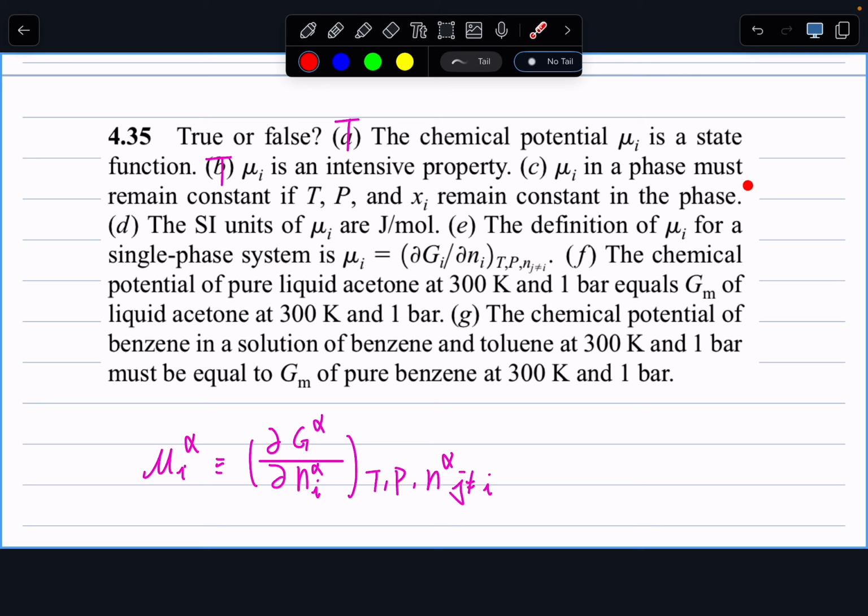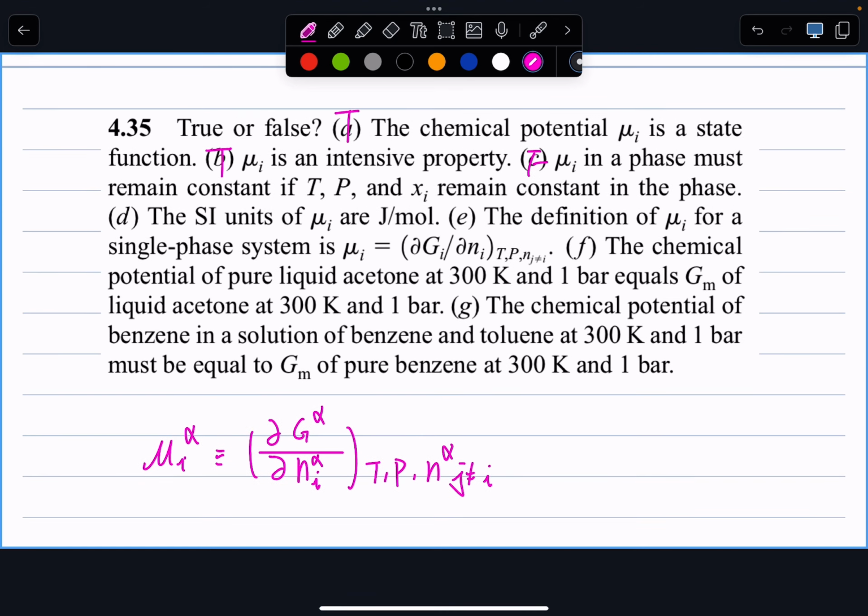Next up, mu i in a phase must remain constant if T, P, and chi i remain constant in the phase. What about this one? This one is not true since mu i describes the change of my total Gibbs free energy versus the number of moles of my species. Right, so this chi i is only the mole fraction, but it's not necessarily saying everything else is constant.